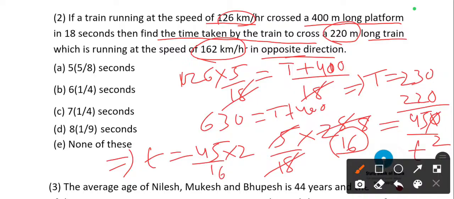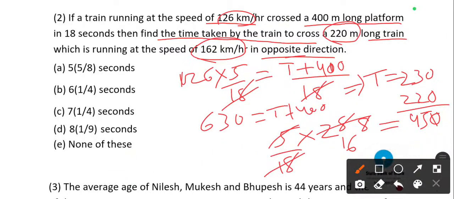I think this is a little clumsy, so let me make one more time. Let's solve this one more time.